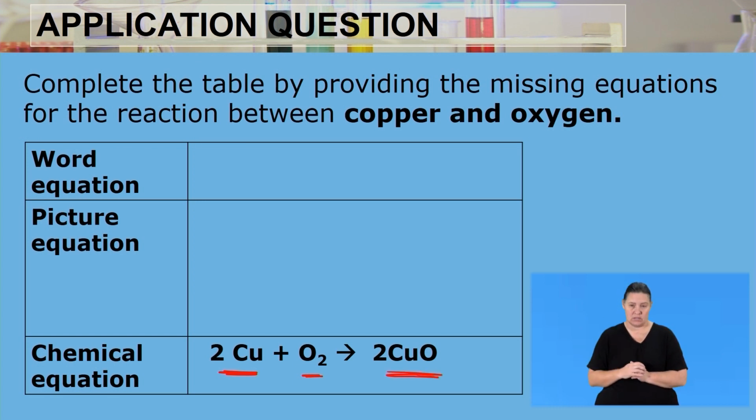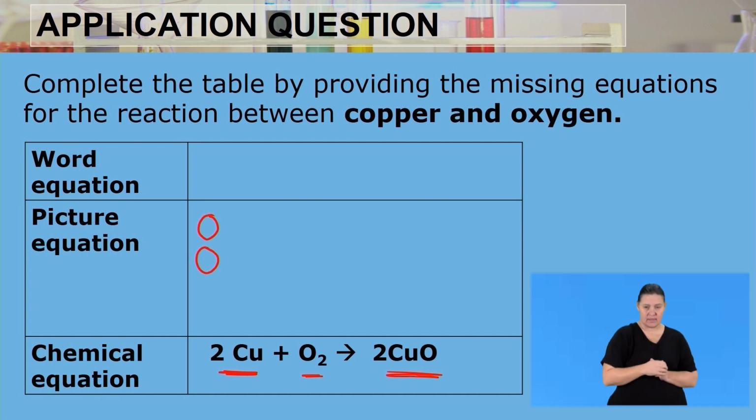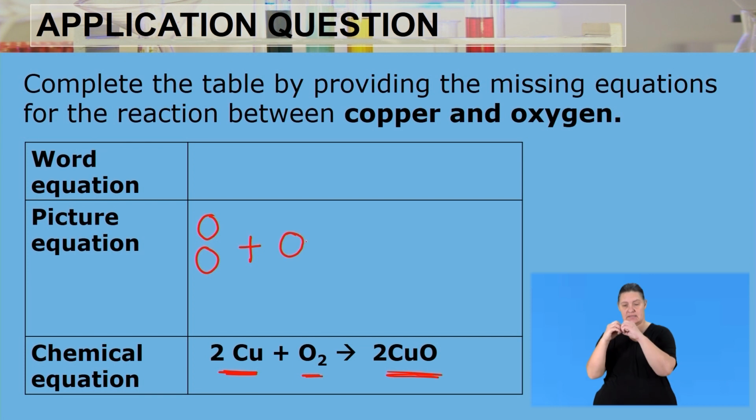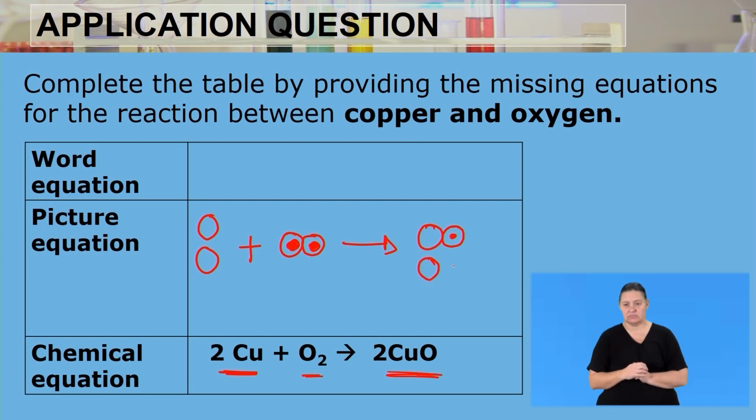So picture, I need to have two copper atoms that are going to react with the oxygen molecule. Again, remember, I'm shading it there so that it can be different from the other atoms. So when they react, they are going to give me a copper oxide, and I need two of them because of that two. So there needs to be another one there, and there we go.